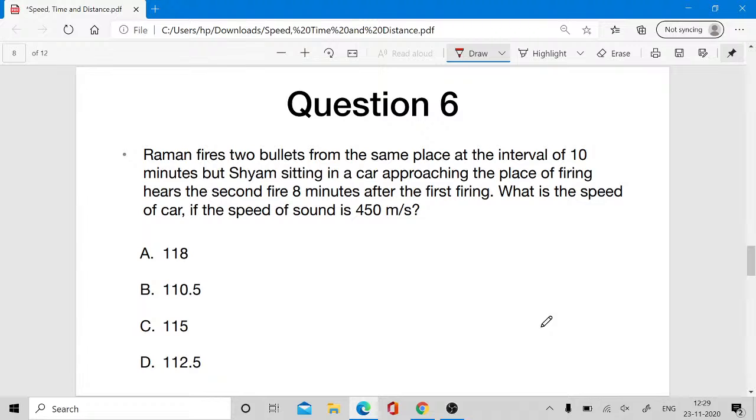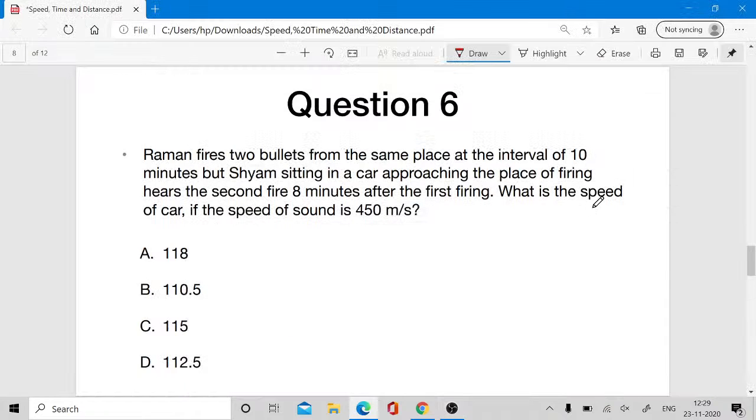Raman fires 2 bullets from the same place at the interval of 10 minutes, but Shyam, sitting in a car approaching the place of firing, hears the second fire 8 minutes after the first firing. What is the speed of the car if the speed of the sound is 450 meter per second?